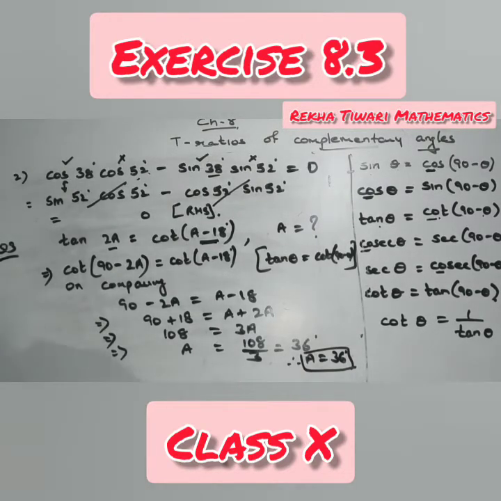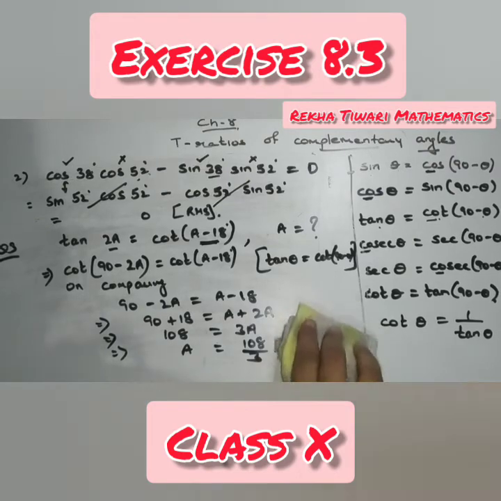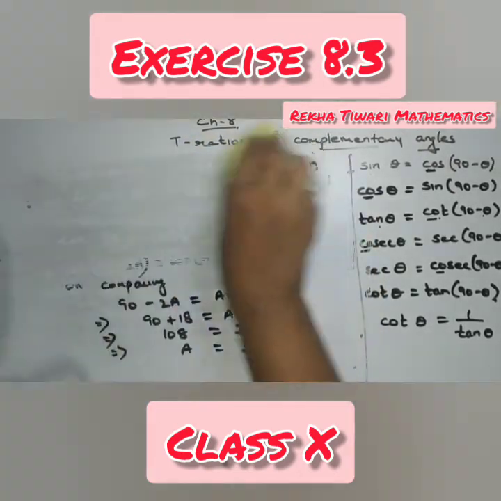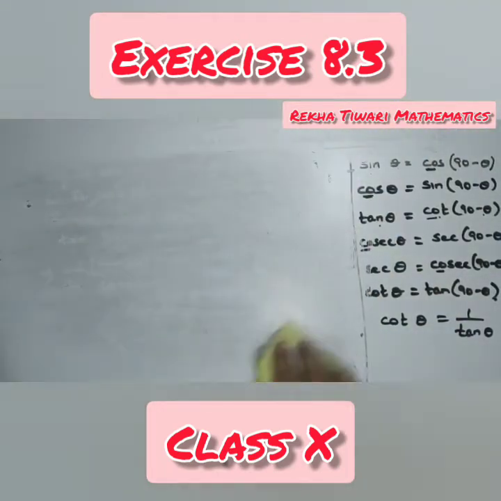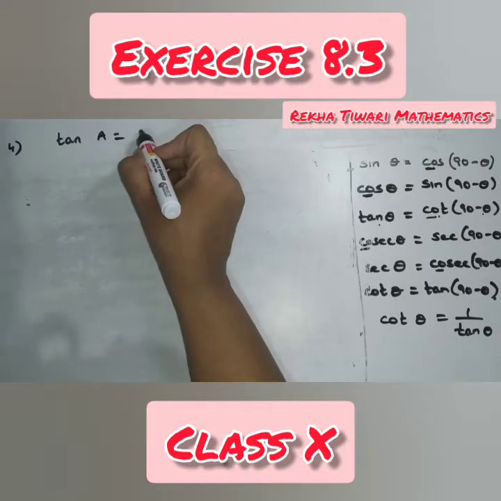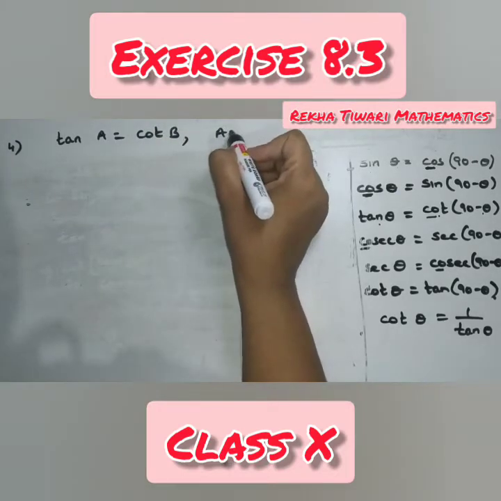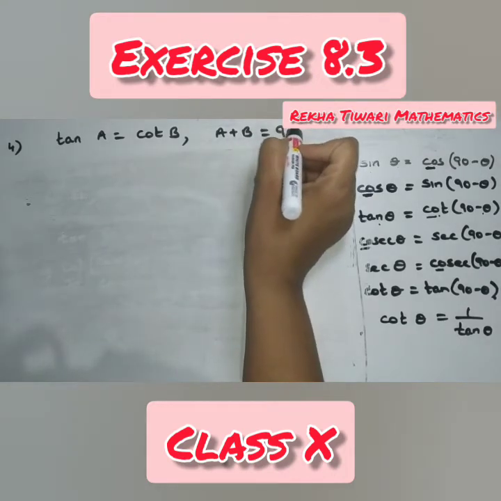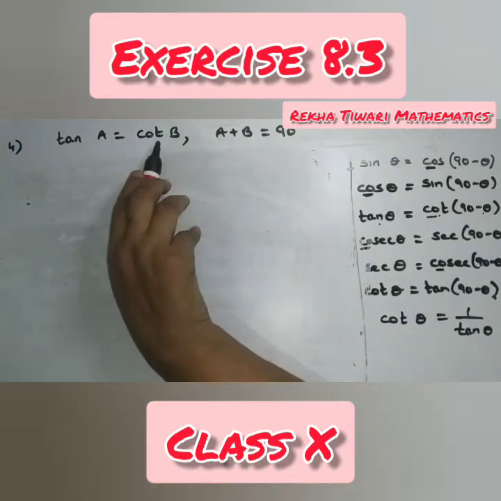Okay. In the same way, we have to do fourth question and fifth question. Let us proceed now. Come to fourth one. Fourth question is, if tan A is equal to cot B, prove that A plus B is equal to 90 degree. You have to prove this thing. A plus B is equal to 90 degree. And what is given to you? Tan A equal to cot B.